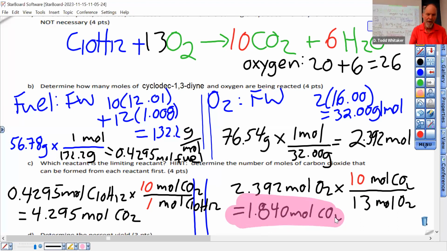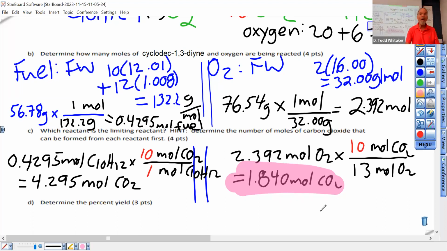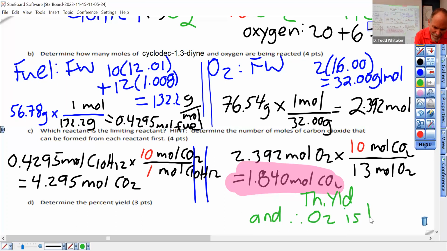Why is that the important number? Well, how do you know it's the number you're looking for? Compare that one to the other moles of CO2. The lower one tells you that after you've made this many moles of CO2, your oxygen's gone. What do you call oxygen? This is the theoretical yield. And therefore, O2 is limiting. It asked that, didn't it? Which reactant is limiting? O2 is limiting.